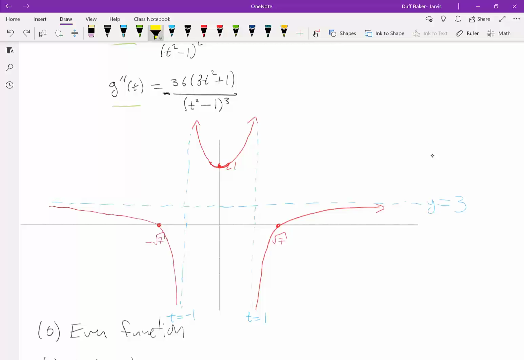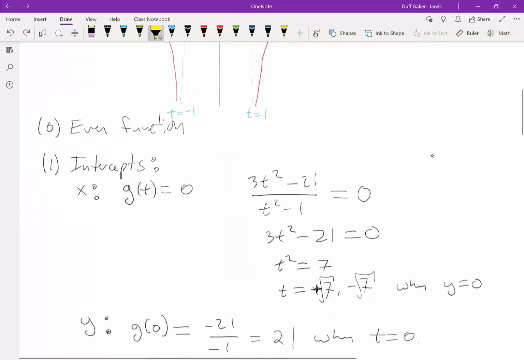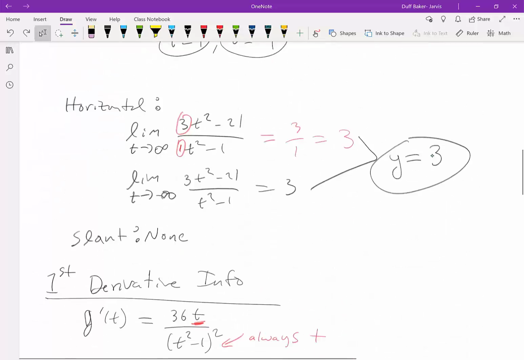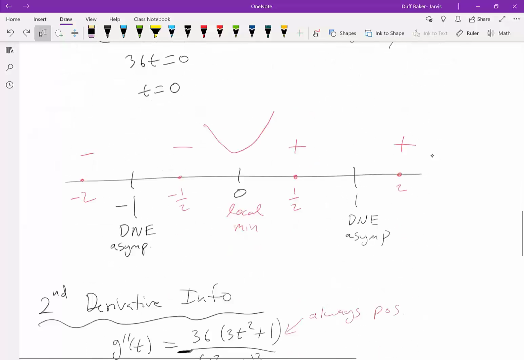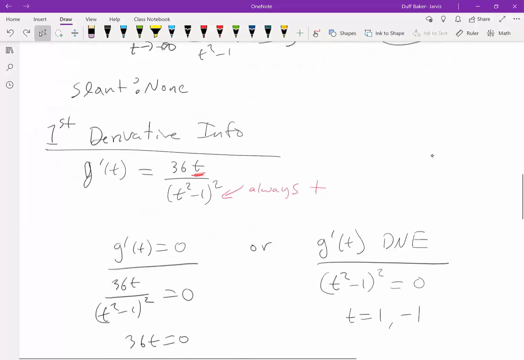Anybody have questions on how this stuff works? I know it's a lot, and it takes practice. So you have to go through some of these yourselves. Okay.